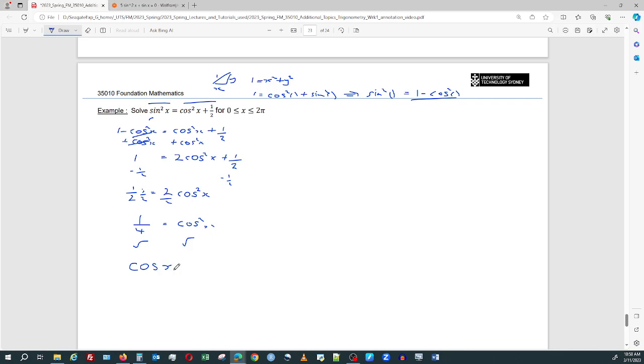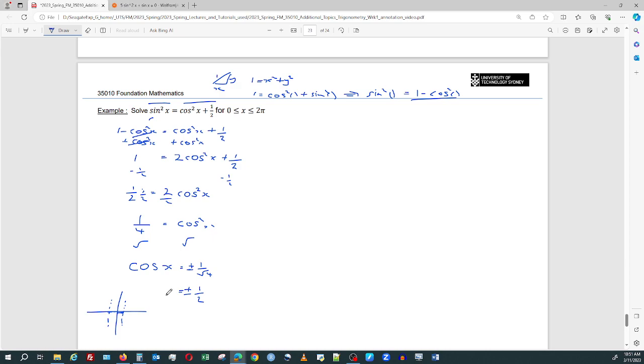Cos x is equal to plus or minus 1 over square root of 4, which is plus or minus half. So we're looking to do 2 solutions. Plus or minus a half. When is x a small positive here? That is those 2 60-degree triangles. When is it a small negative here? So it's all of those solutions.